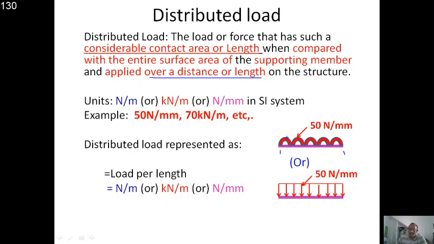If you don't understand that shape, look here: all the point loads are acting over a length, and the summation is nothing but a UDL. If I sum all the equal point loads over a length, then it gives the UDL over that length. So load per length gives the UDL.